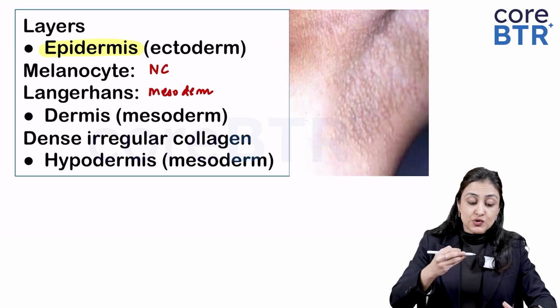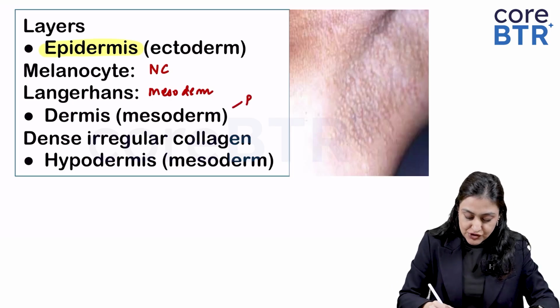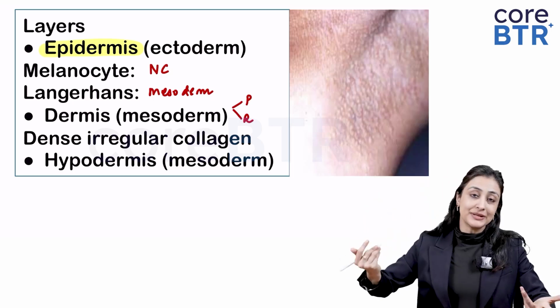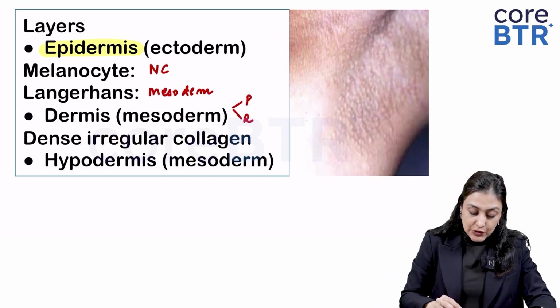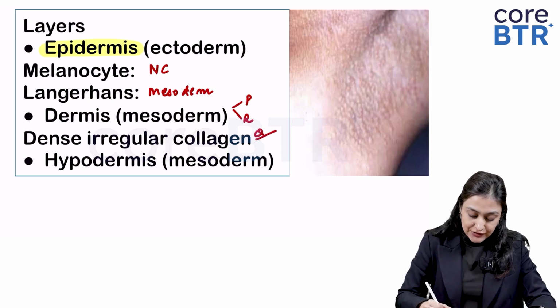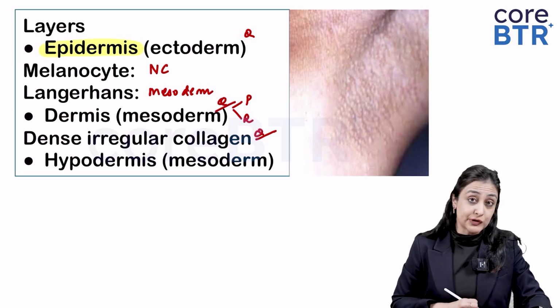Going on to dermis, so we divide the dermis into papillary and reticular. So the superficial dermis is called papillary, deep dermis is called reticular, right? So papillae, the dermal papillae are superficial. So that's how you don't have to memorize it. So this is your mesoderm, and this is also PYQ, dense irregular collagen. So here these derivatives are questions and dense irregular collagen is a question.